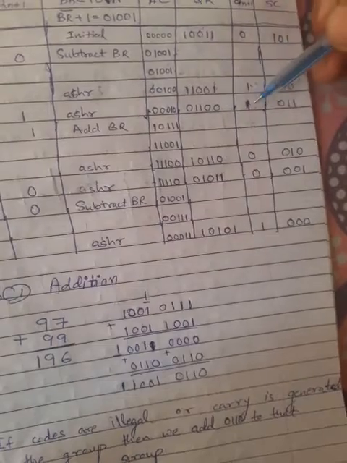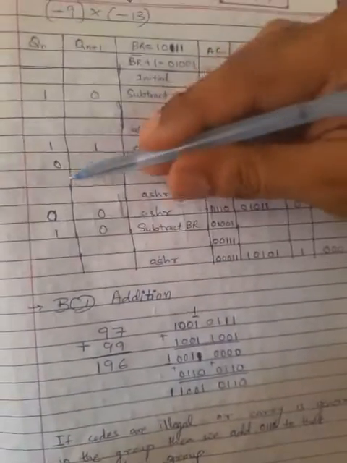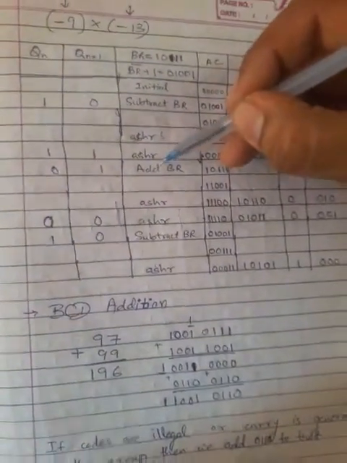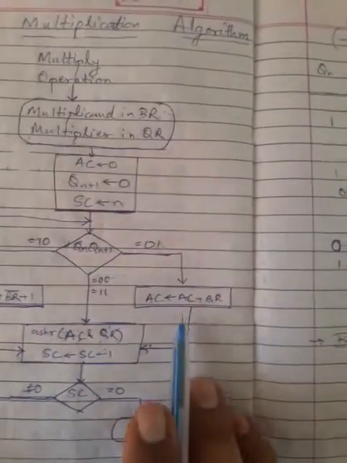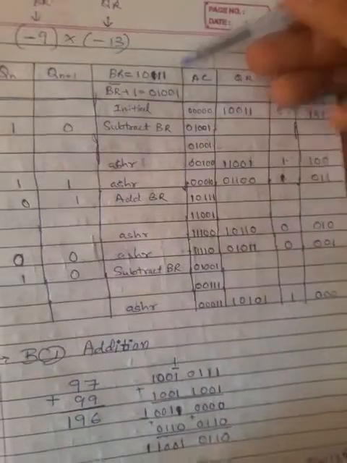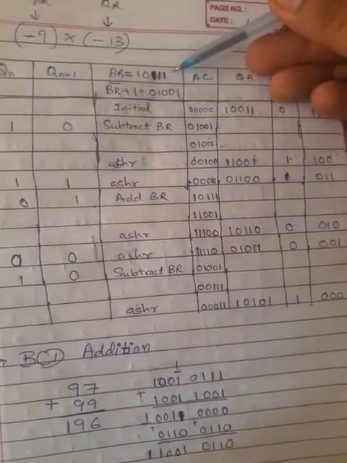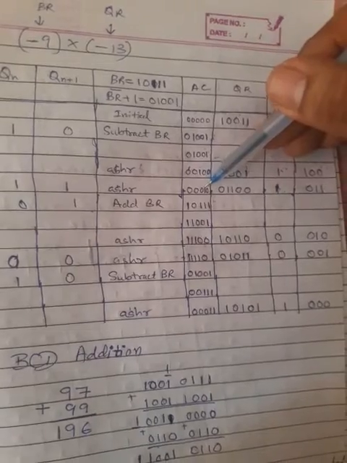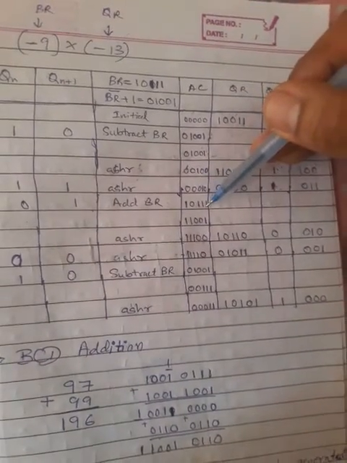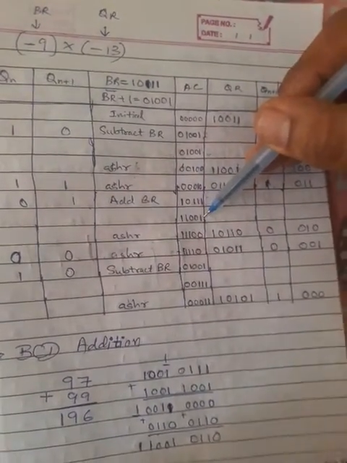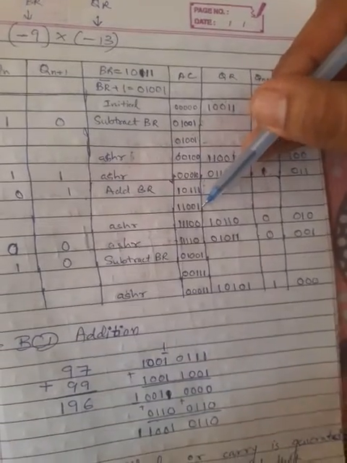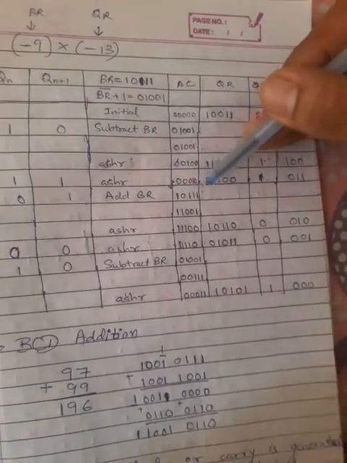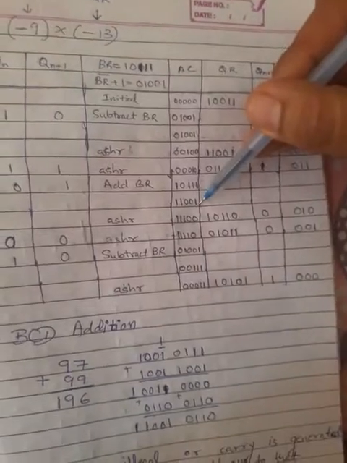Now here it is 0 and here it is 1. So 0 1 will be written here, and if it is 0 1, what we have to do is add BR with AC. Now we will see here the value of BR, which is 1 0 1 1 1. So 1 0 1 1 1 is written. So this is AC and this is BR. After adding these two, the answer we get is 1 1 0 0 1. Okay, so this is the answer we are getting after adding these two, and this is the final answer.